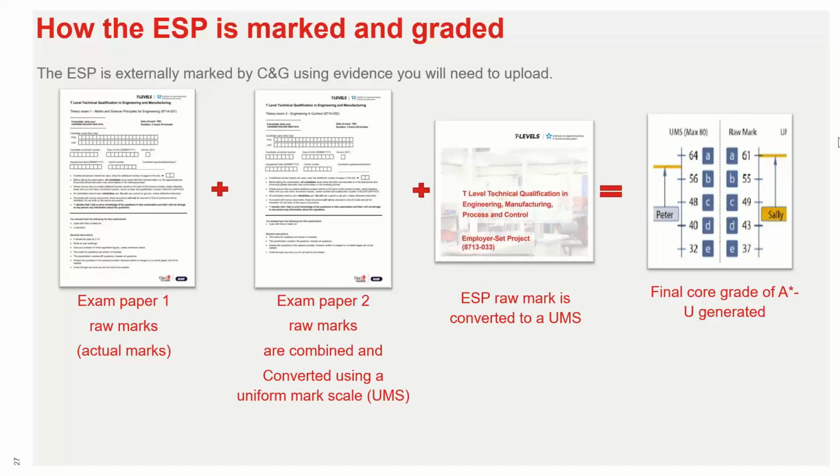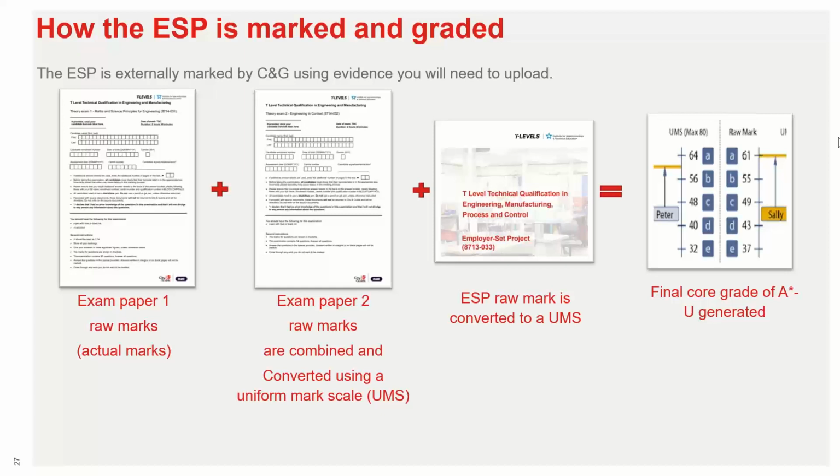So what happens in the exam papers, we take the raw marks from each paper, and they are the actual marks from those 2 theory exams. And they are converted using a uniform mark scale, which is a mathematical algorithm that is used, where 80% is the top, and then we have the lower grades, the lower marks. Now these are converted into this uniform mark scale before the grade boundaries are set. So we don't set the grade boundaries and then put them against a UMS. The ESP is then converted to, again, a UMS before the grade boundaries are set for that.